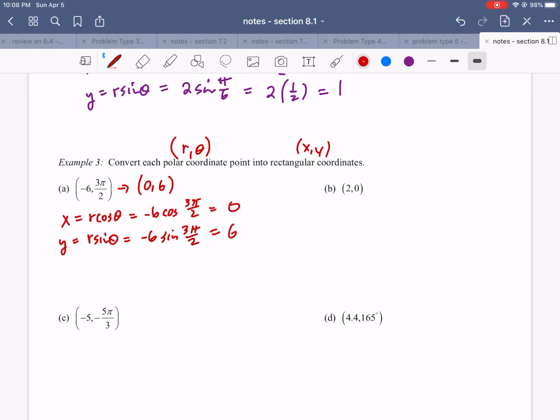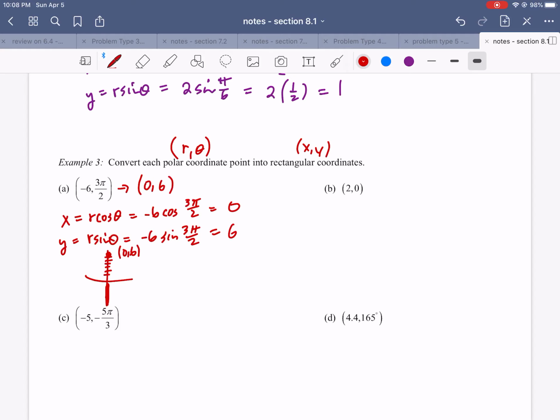And it might have actually been easier to plot that point first, and you might not have had to have even done these conversions. If you just think about this real quick, 3 pi over 2 is down here on the bottom, and negative 6 means you're going the other direction 6, which is going to be that point right there. And you can see that in rectangular coordinates, we would call that the point 0, 6. So in this case, it might have actually been easier and faster and more efficient just to plot the point and then go based off of that.